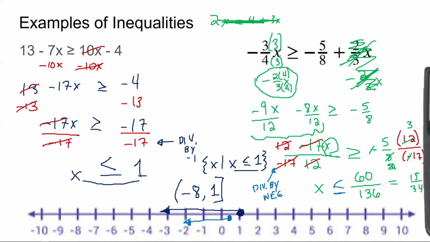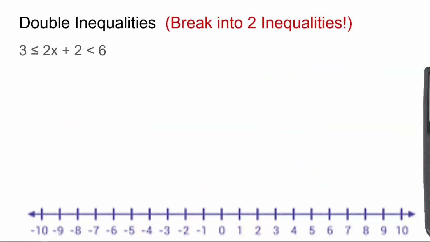So that would be my thing there. And you can do the set notation, the interval notation, all that stuff. But that's the idea. That's the only difference between solving regular equalities and these inequalities. The only new trick is if you divide or multiply by a negative number, flip the sign around. Okay. Here's a double inequality.